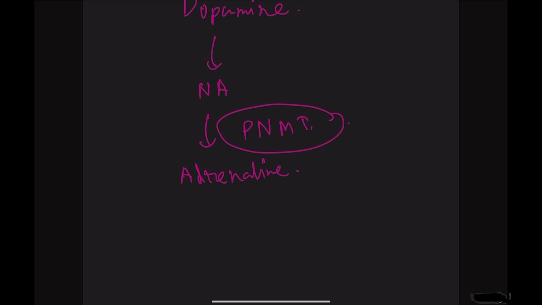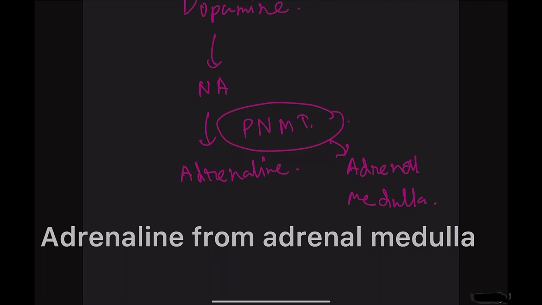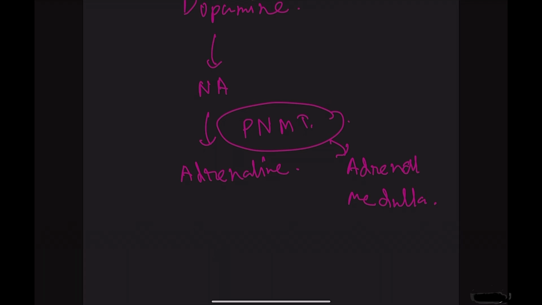Okay, and this enzyme is located in the adrenal medulla, right? So only from adrenal medulla we get adrenaline. In other sites we will get noradrenaline.